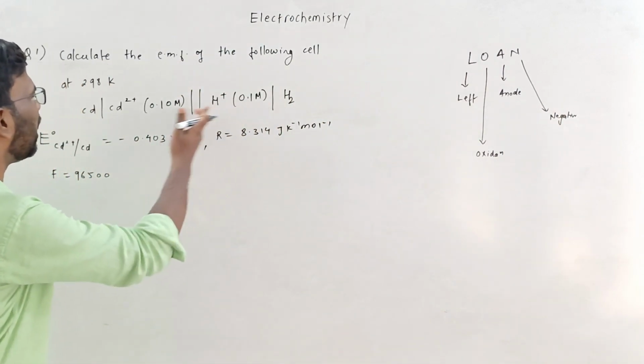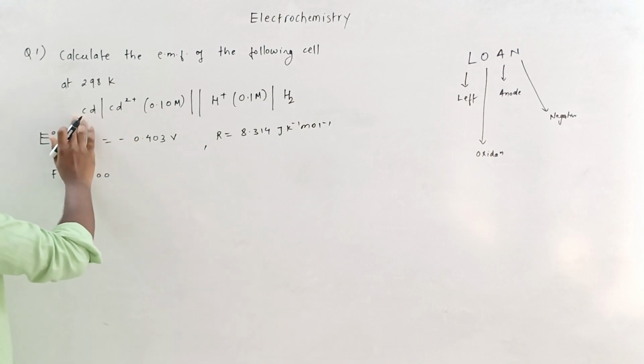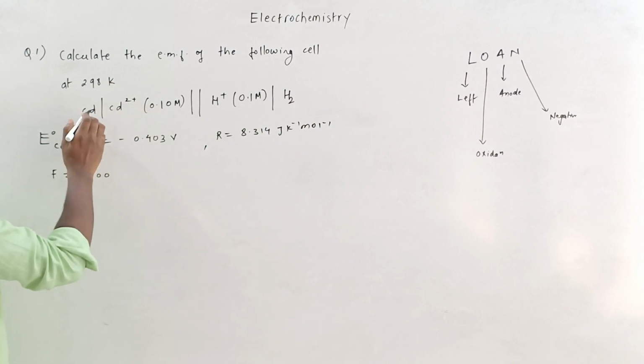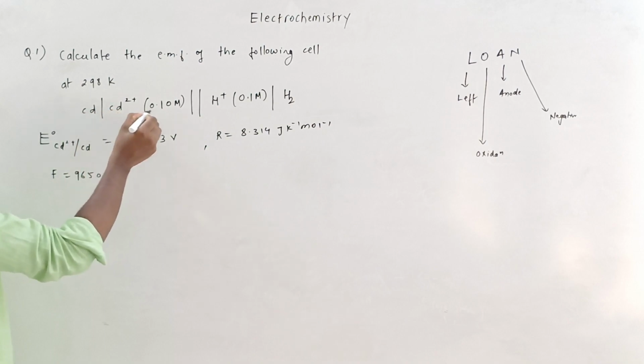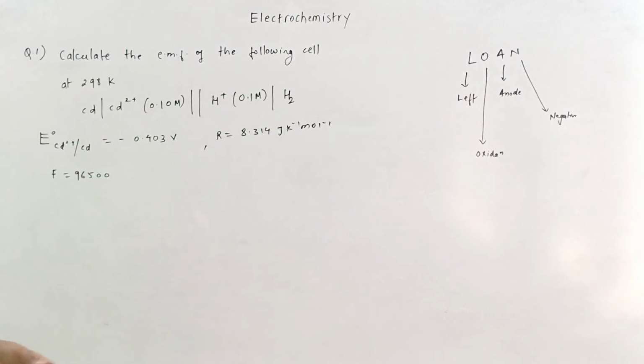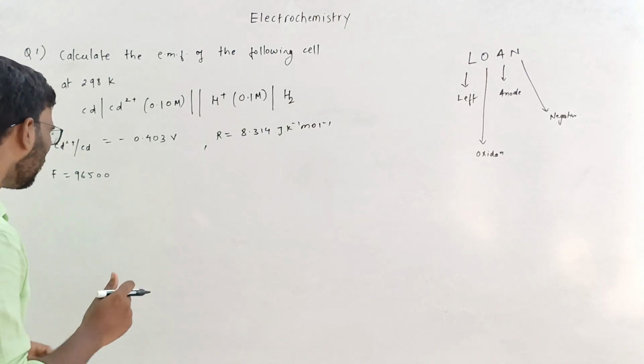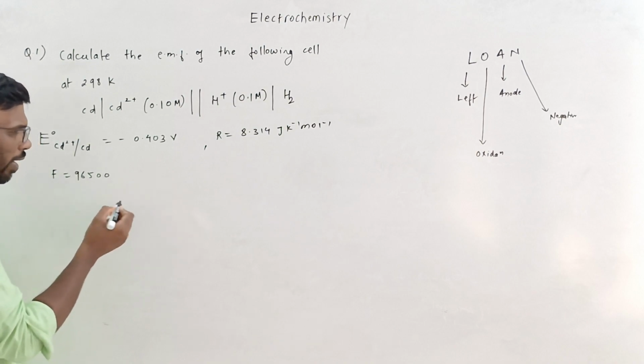Now here this is a cell representation, this is the left side. If you see, this is an anode. Why is it represented on the left side? You can see that it is written cadmium, cadmium 2 plus. Now the question is, you are asked to find the EMF of a cell. All these values, R and Faraday's constant, are given, but the thing is, we'll write a Nernst equation.